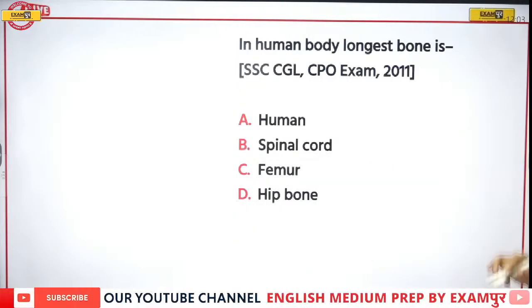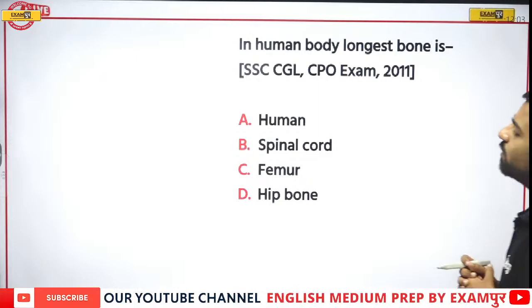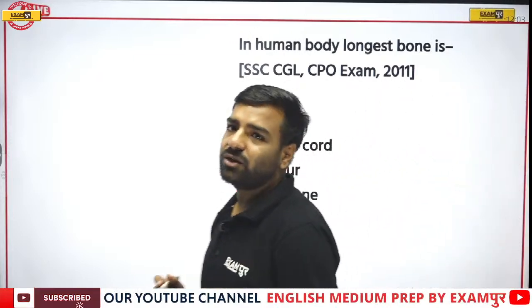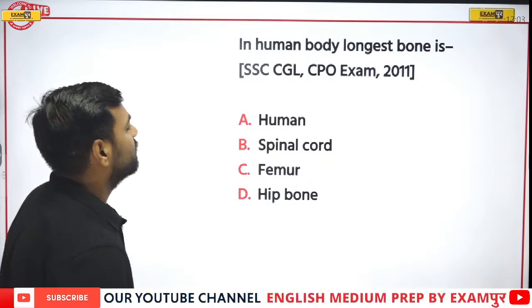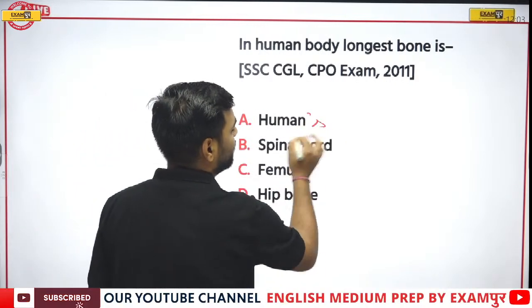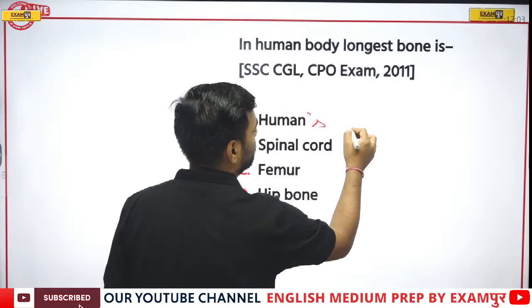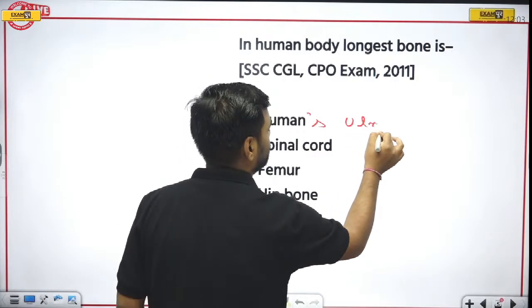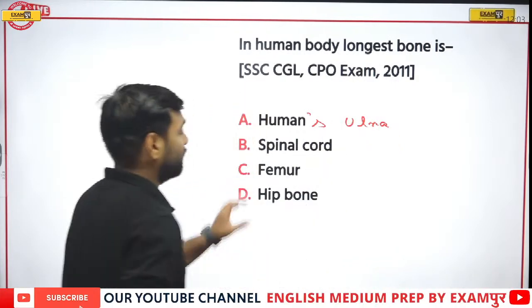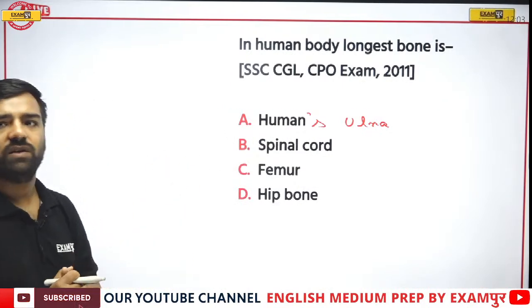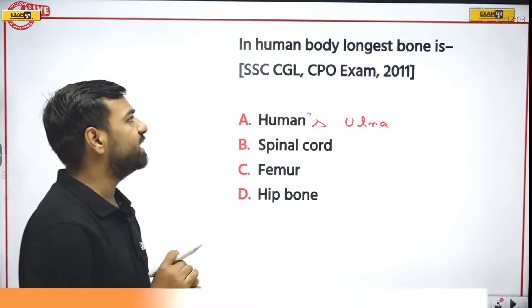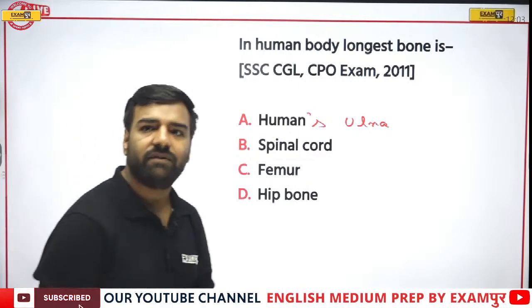Next, in the human body, the longest bone is dash. So now if I talk about the longest bone, let's see who gives this answer. I'll write the first option as humerus, ulna, spinal cord, femur or hip bone. Which one is the longest one? Now this question is from CGL CPO exams 2011.